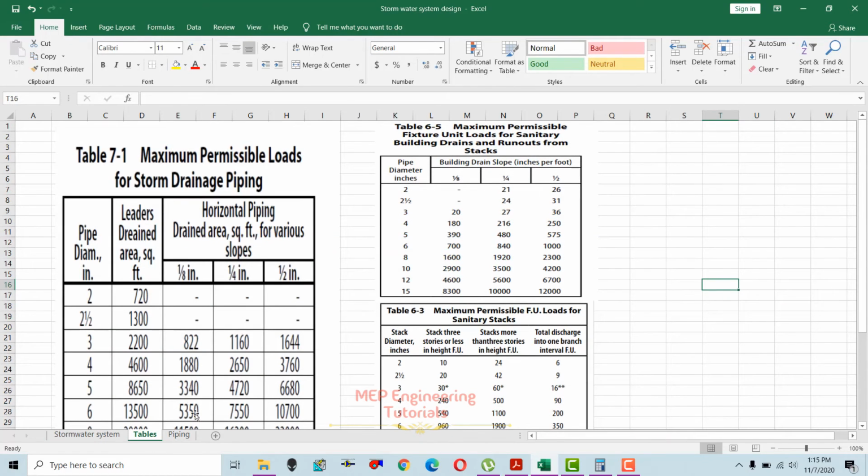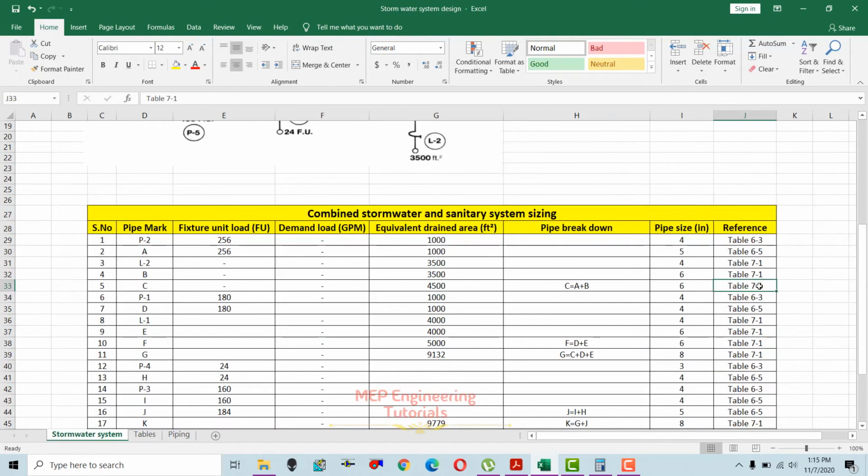So 4500 square feet is in between these two values, so we're going to use the higher value, 5350 fixture units, and check the pipe size in here. Again, this is horizontal piping, so we are using 1/8 inch per foot slope. So for 5350, the pipe diameter is 6 inches, so we have used 6 inches in here.